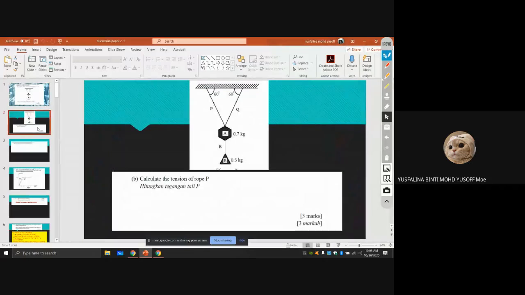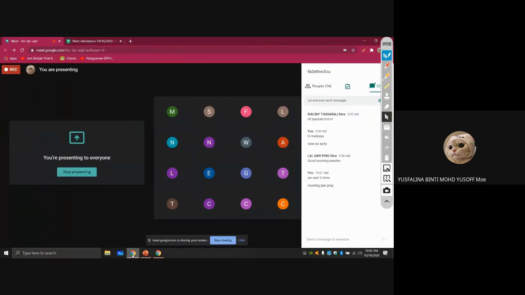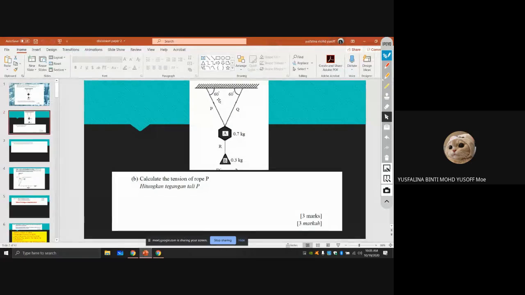So calculate the tension of rope P. You have to draw the triangle using sine or cos. So this is the weight here. The weight is going downward.